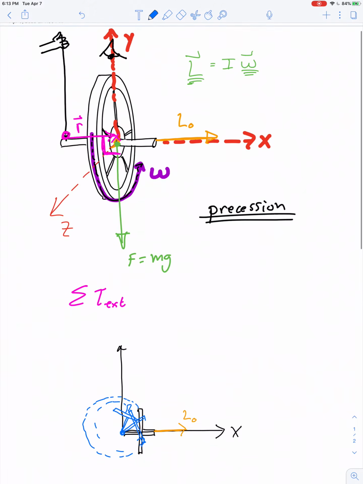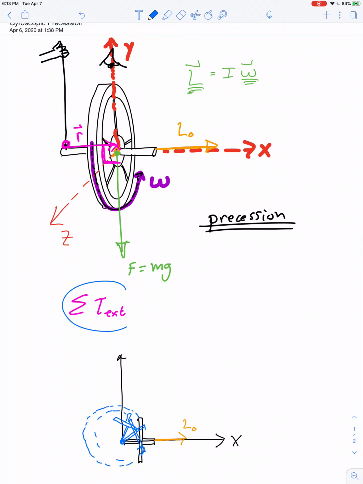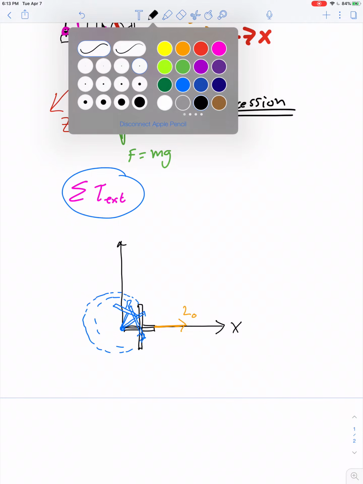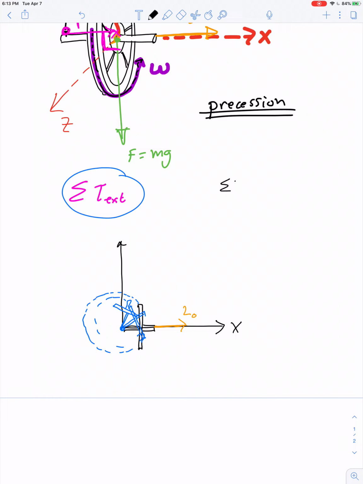The reason is because a net external torque produces a change in angular momentum. You might think of Newton's second law of motion for translation as the sum of all external forces is equal to mass times acceleration.